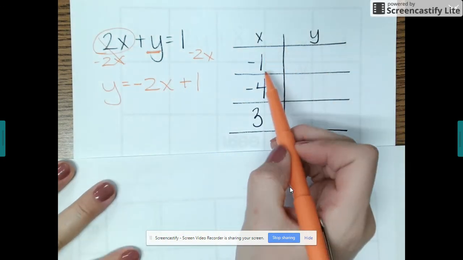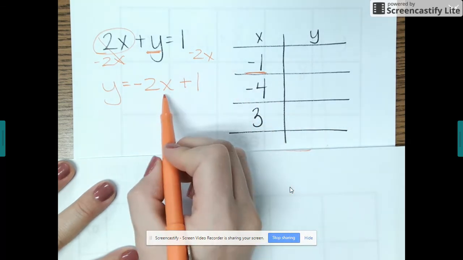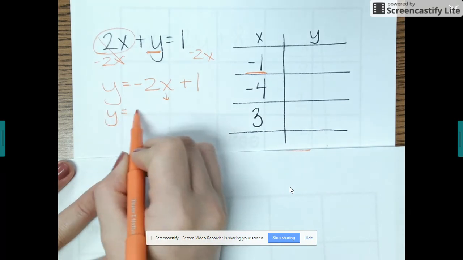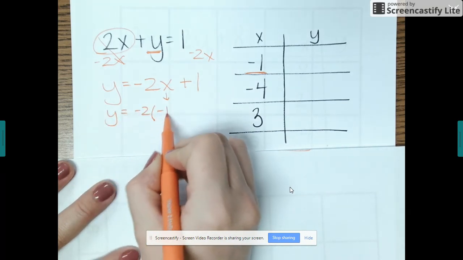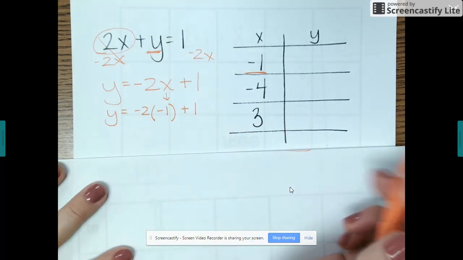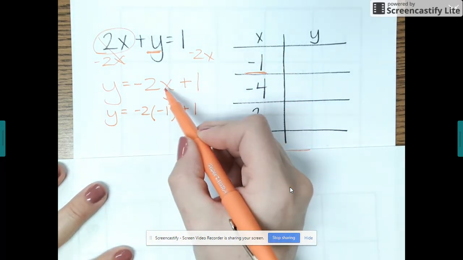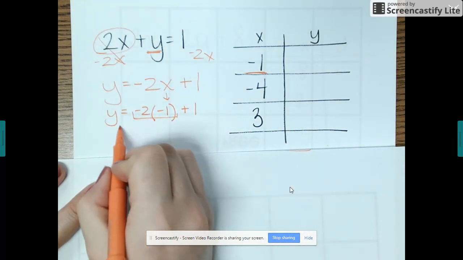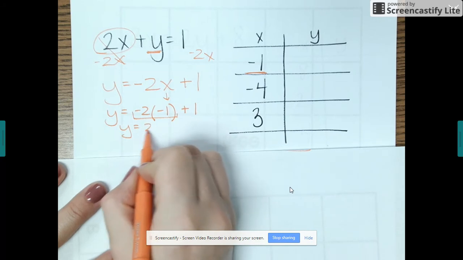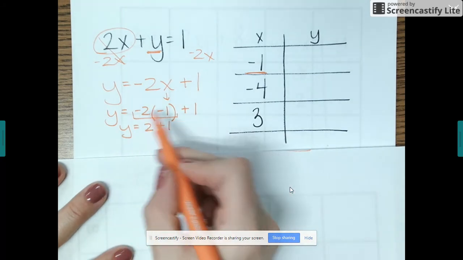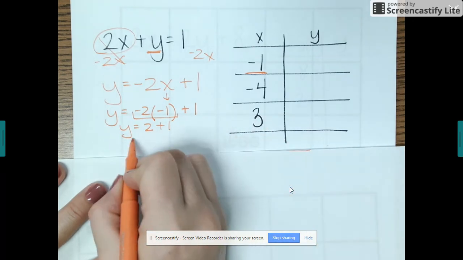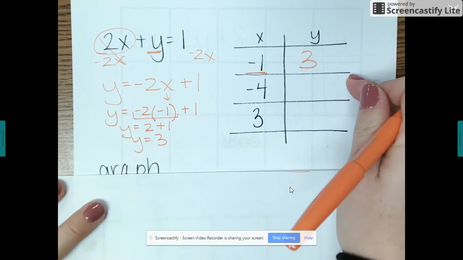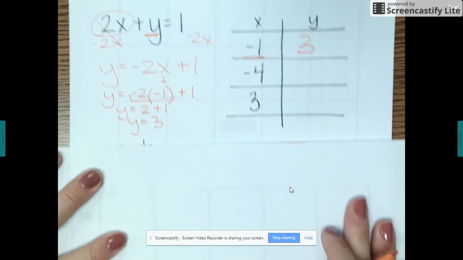Now what you're going to do is every time they give you an x, you're plugging it in for there. So the first one is y equals negative 2 times negative 1 plus 1. Okay, I just put this x in for that x. Now, PEMDAS says multiply first. Negative 2 times negative 1 is 2, plus 1, so y is 3. And that's where I'm going to put this right here. Okay? Now you're going to continue to do that.